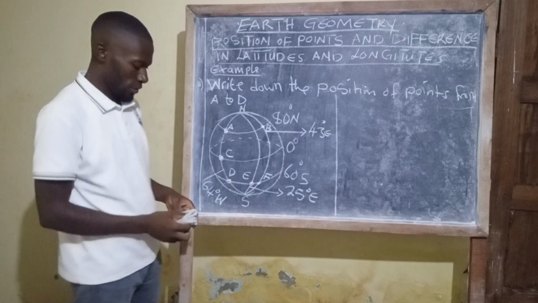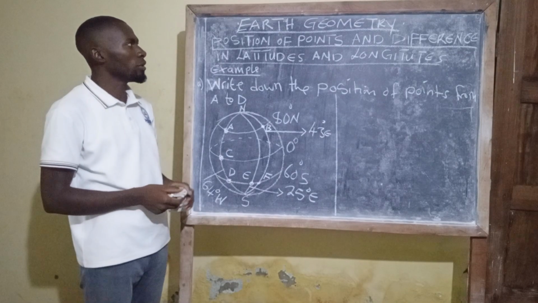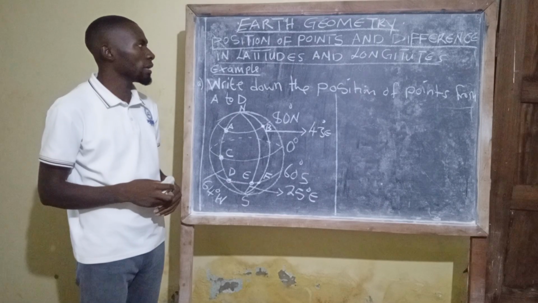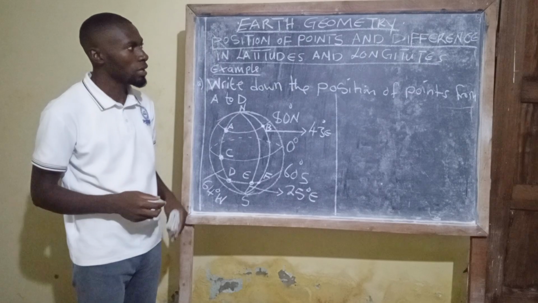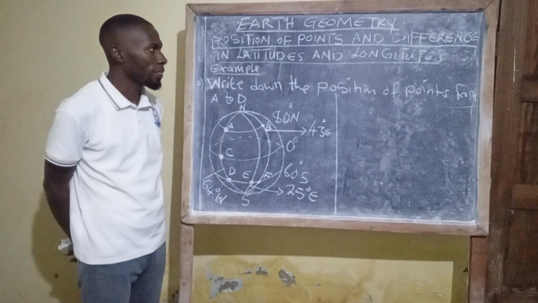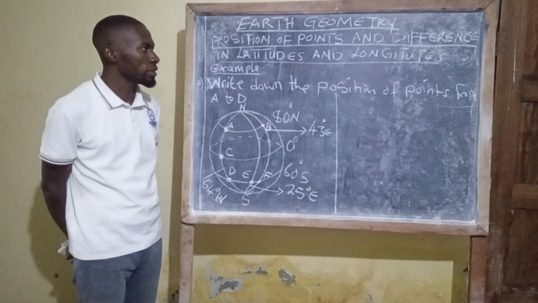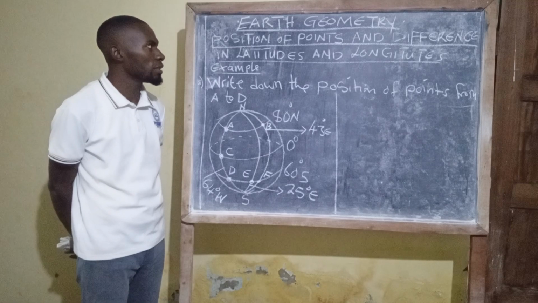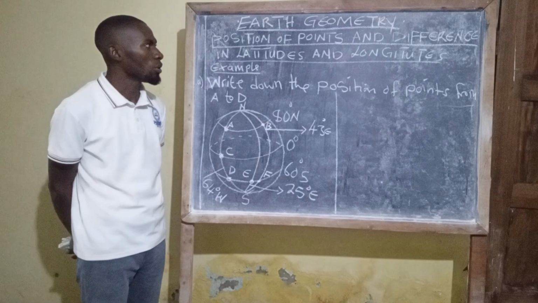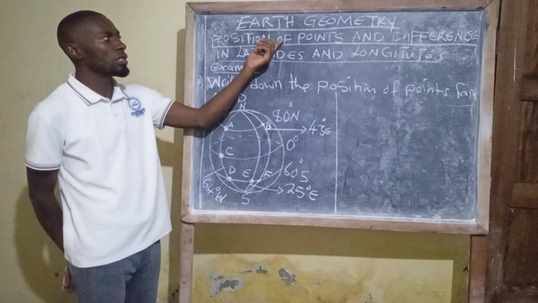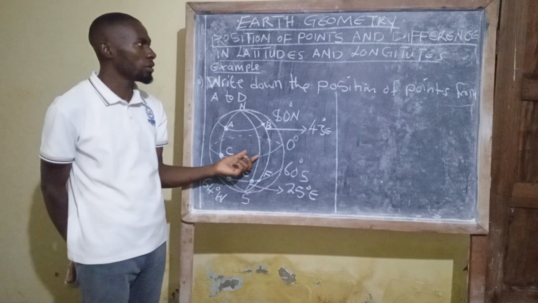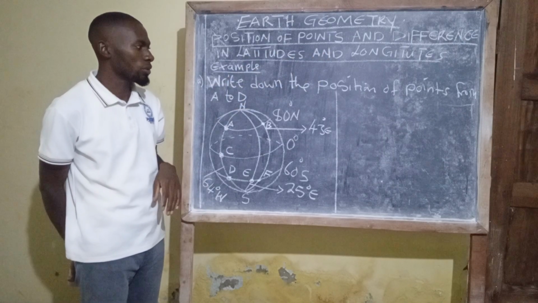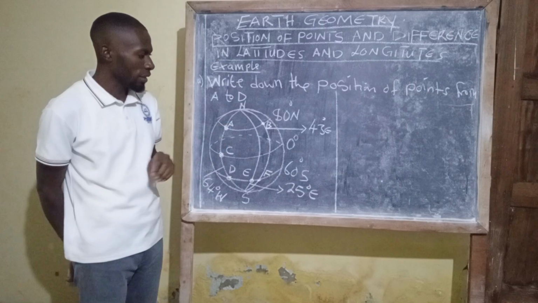Welcome to today's lesson. We are going to look at the topic called Earth geometry, and under Earth geometry we'll look at the subtopic which is position of points and the difference in latitudes and in longitudes. What are some of the things that we have to know before we look at this example? When we talk about Earth geometry, you have to know how to find the position of points on the Earth's model, and you also have to find the difference between the longitudes and the latitudes. So let's look at this diagram.